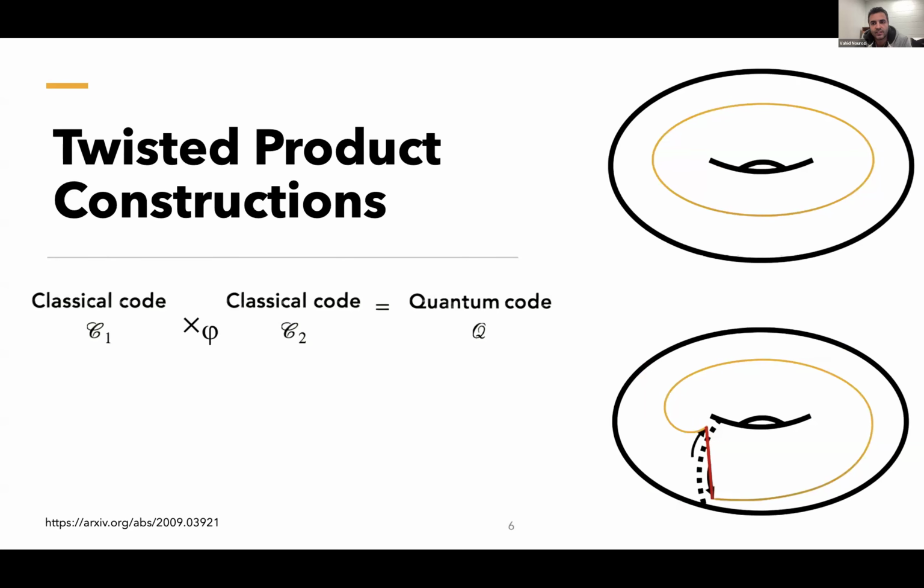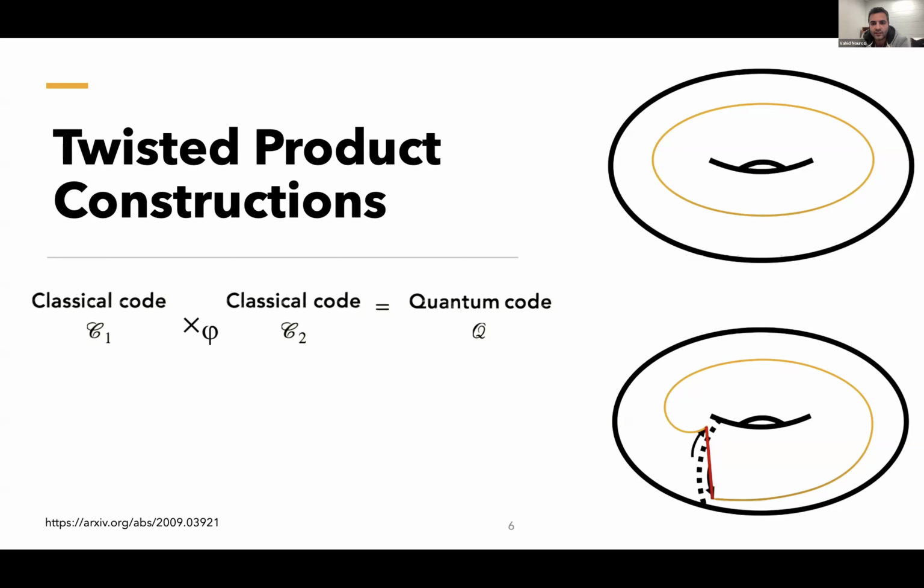Twisted product construction adds another layer of complexity by introducing a twist in the product structure. This approach gives us more flexibility in the design, leading to codes with enhanced error correction capacities. Twisted products play a significant role in optimizing the structure and performance of quantum LDPC codes.